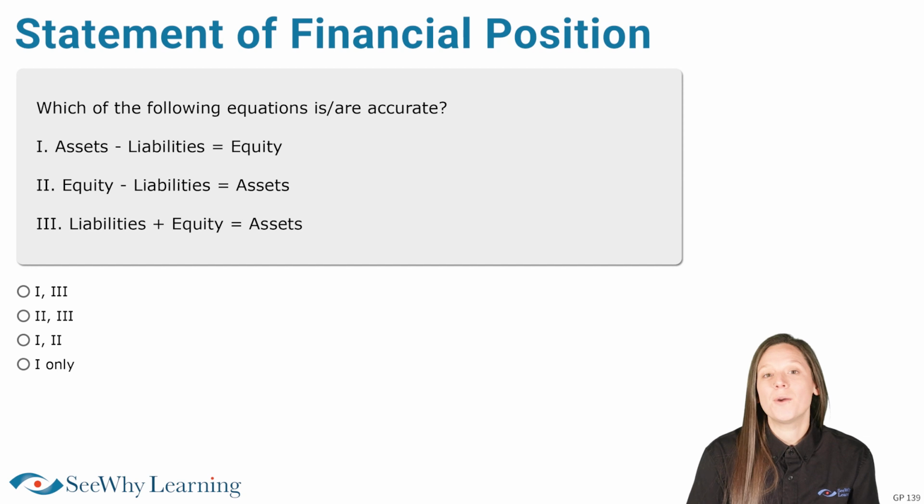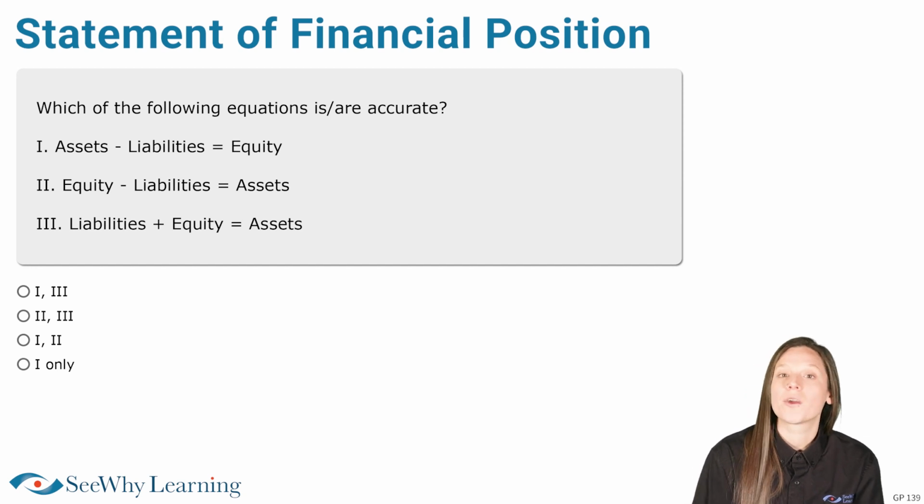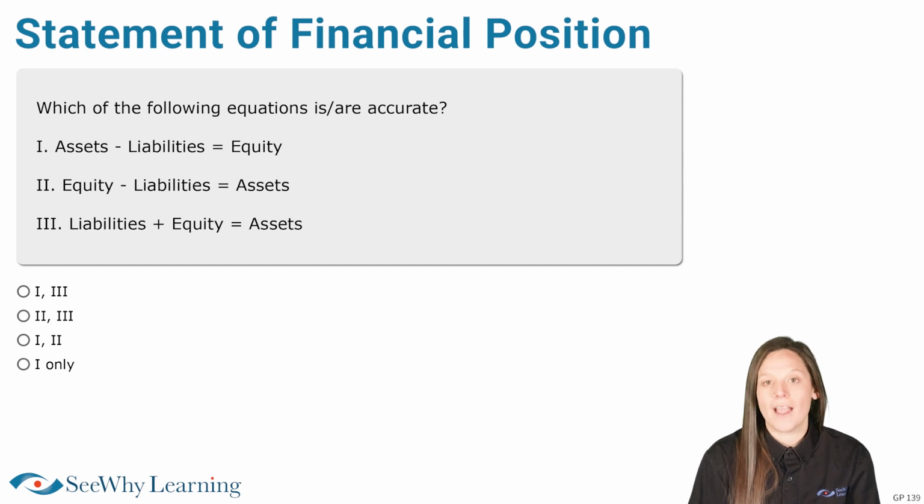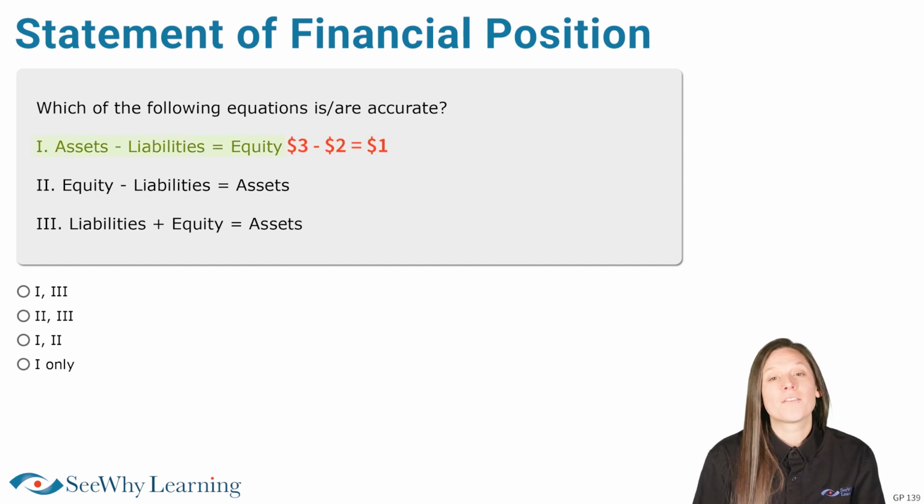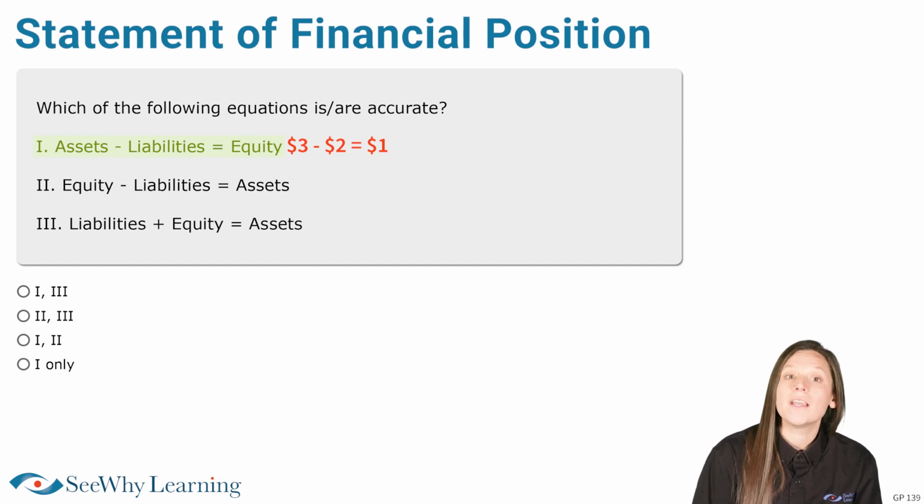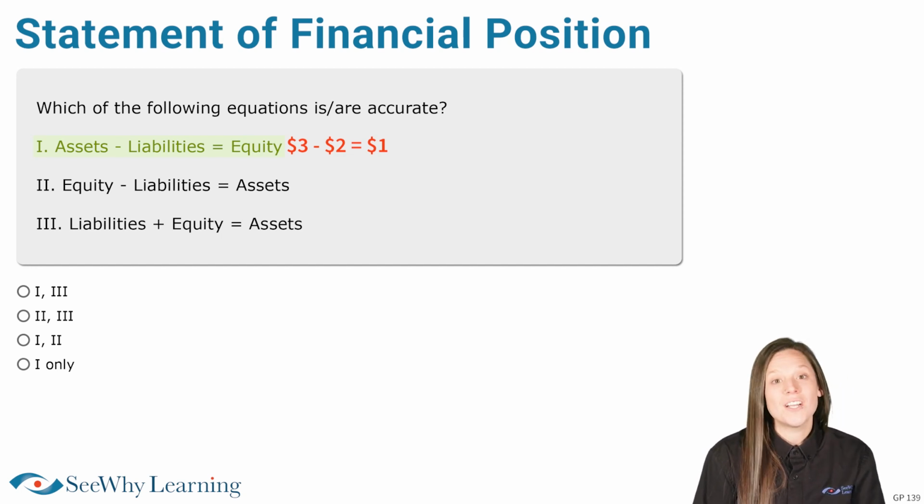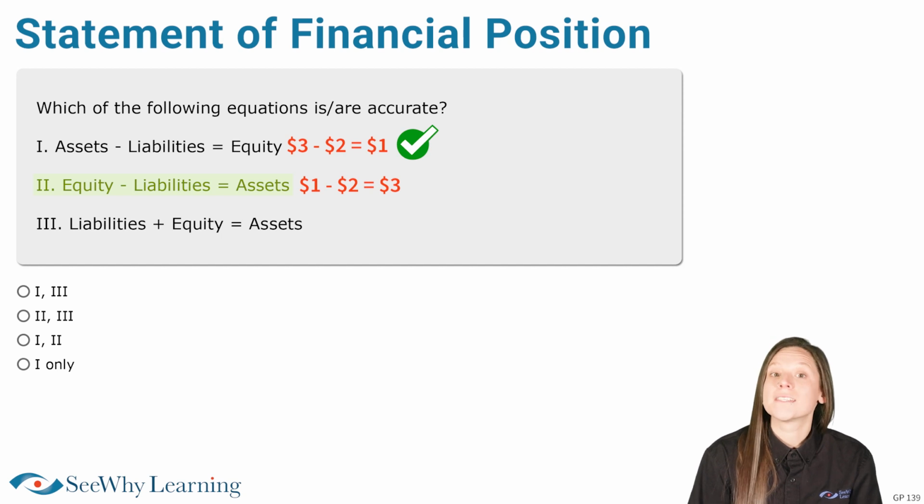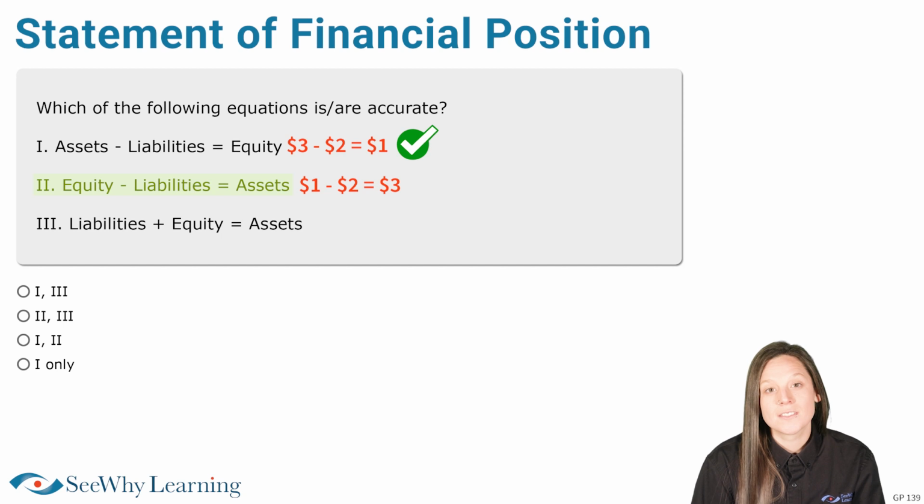We can test each equation by plugging in these easy to work with numbers and simply asking ourselves if it's mathematically correct. Does assets of $3 minus liabilities of $2 equal equity of $1? It sure does, so we can put a check mark beside equation number 1. Does equity of $1 minus liabilities of $2 equal assets of $3? Of course not, so we can cross out equation number 2.